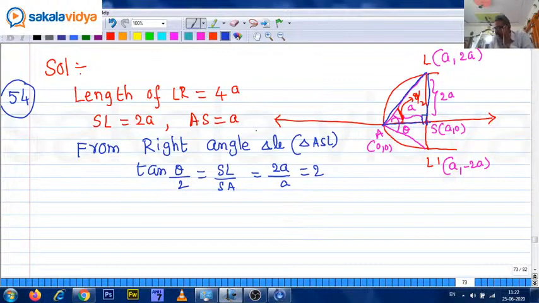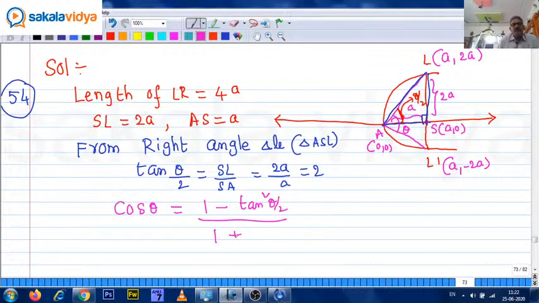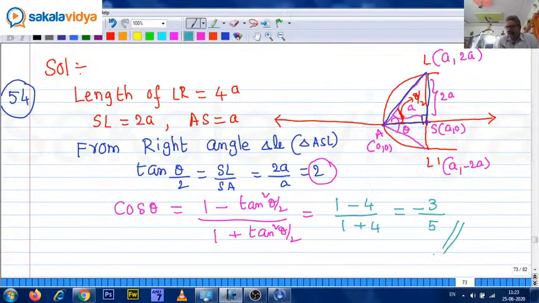As we know the tan theta by 2, from trigonometry we can find out cos theta. So the cos theta can be expressed in terms of tan theta by 2. That is 1 minus tan square theta by 2 upon 1 plus tan square theta by 2. So now in this one substitute tan theta by 2 is equal to 2. So now we get this equals to 1 minus 4 upon 1 plus 4. Obviously minus 3 upon 5. This is the cos theta. Okay, everybody got it now? You got an idea?